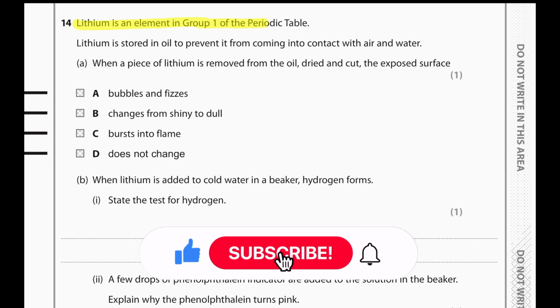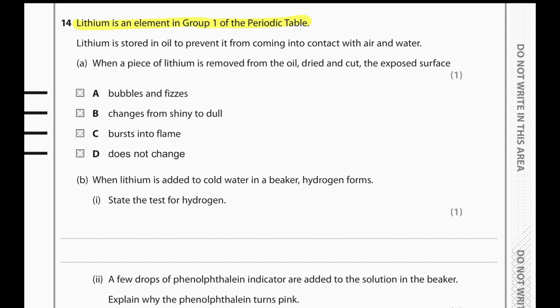Lithium is an element in group 1 of the periodic table. Lithium is stored in oil to prevent it from coming into contact with air and water. When a piece of lithium is removed from the oil, dried and cut, the exposed surface changes from shiny to dull immediately. Because lithium is a very reactive metal, it reacts with oxygen in the air.